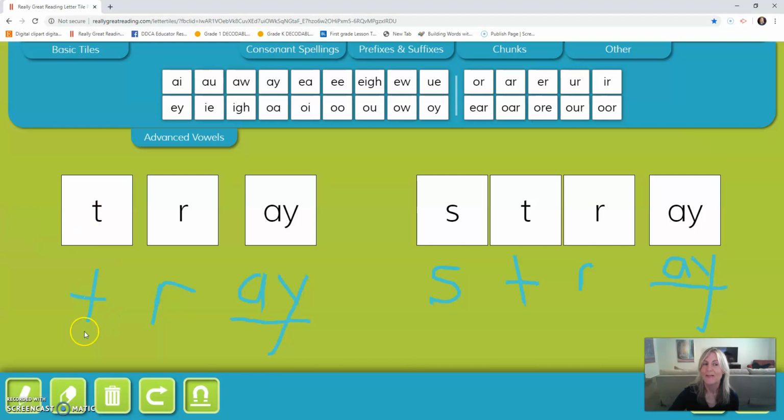I'm going to read the words one more time before I erase them. Tray. Stray.